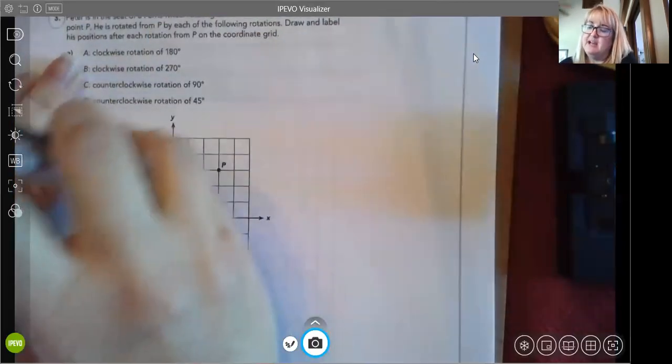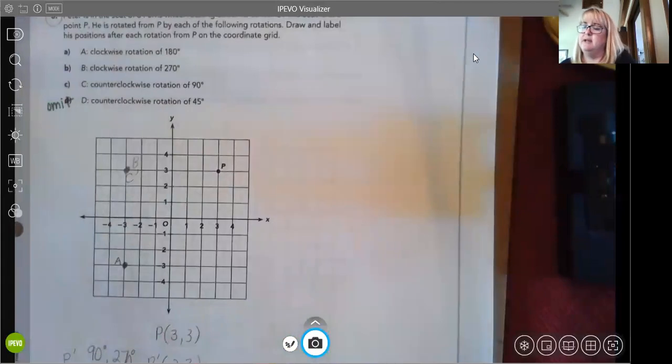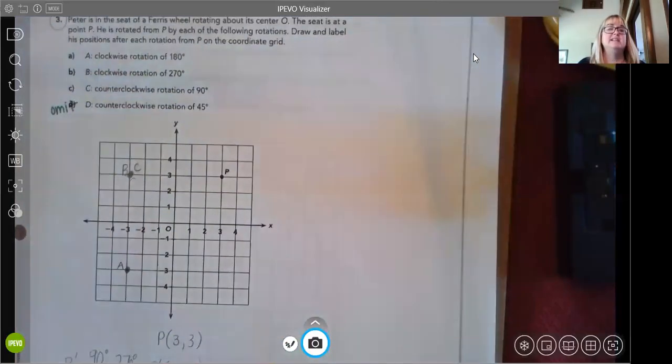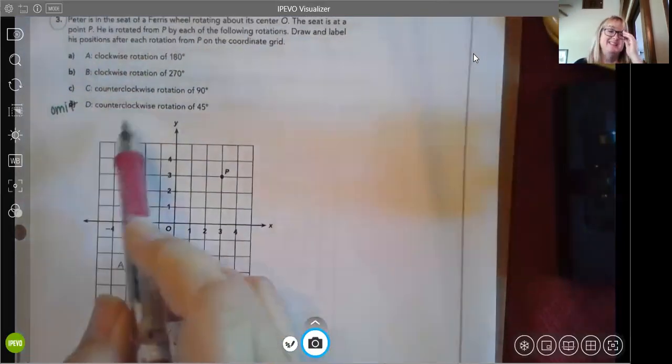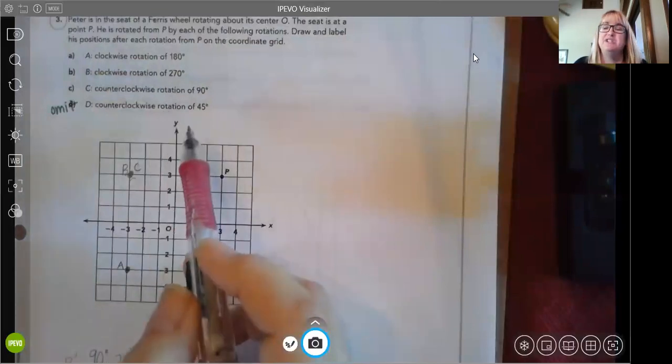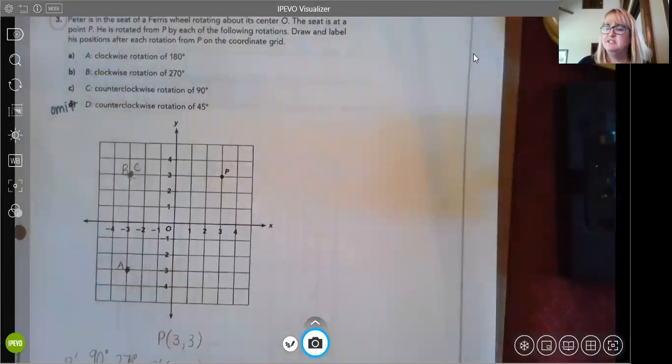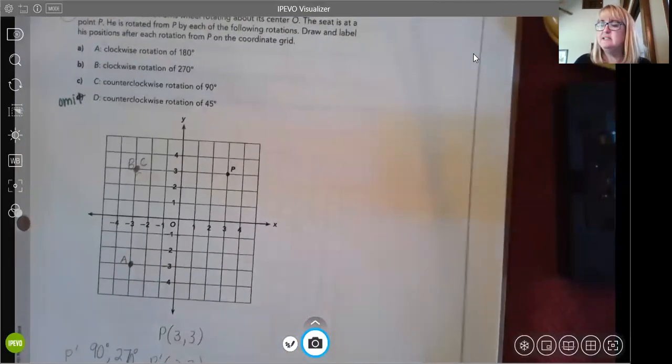So this point has 2 names. Oops, eraser, it's not liking this. So B and C. All right, D we are going to omit because it asks for a counterclockwise rotation of 45 degrees, and I said we are keeping it multiples of 90. All right, so that is 3.